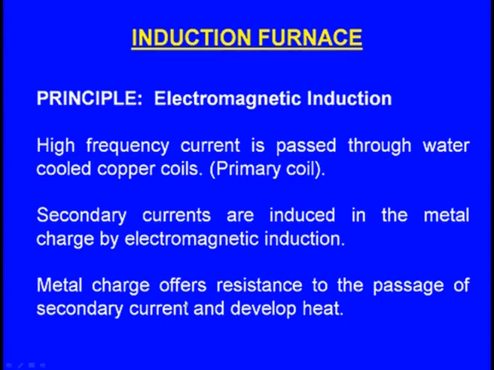Now this secondary current will be passing through the charge. Charge means the solid metallic blocks or solid metallic pieces to be melted. Then what happens? The metal charge offers resistance to the passage of secondary current and develops heat. When the secondary current is passing from one piece to another, it encounters resistance, and because of this resistance heat will be developed, and this heat will be utilized for melting the charge.